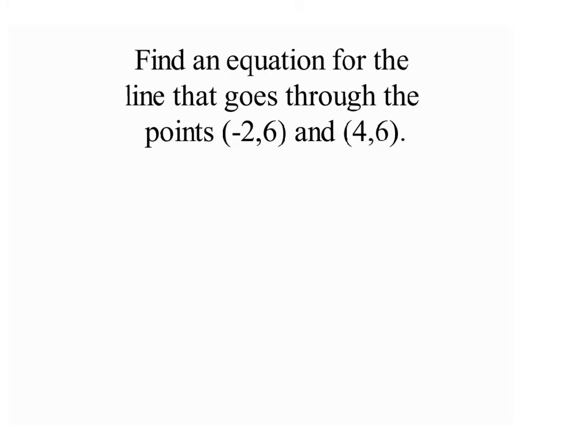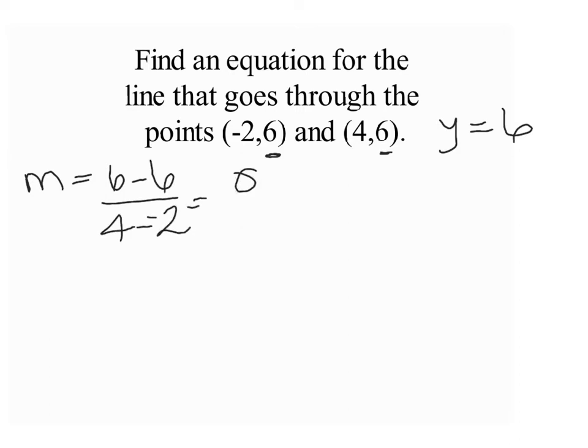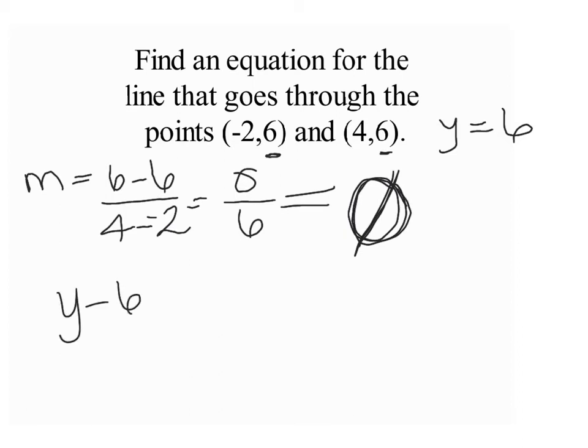So I'm hoping you notice something here, is that the y's are the same on both of these. Let's find our slope. I'm going to take y2 minus y1 over x2 minus x1, and I get 0 over 6, which equals 0. Okay, my slope is 0. So if I'm thinking about my point slope formula, I would put 0 here. And you would have x plus 2.